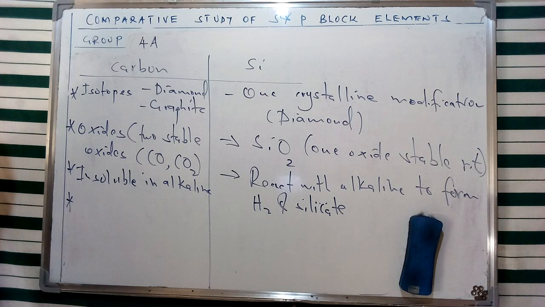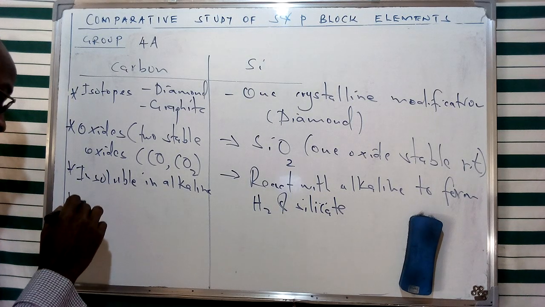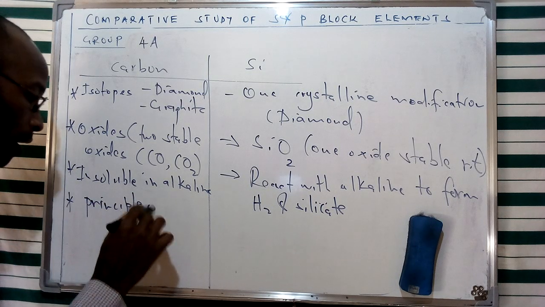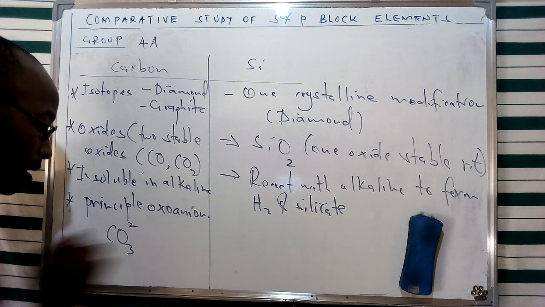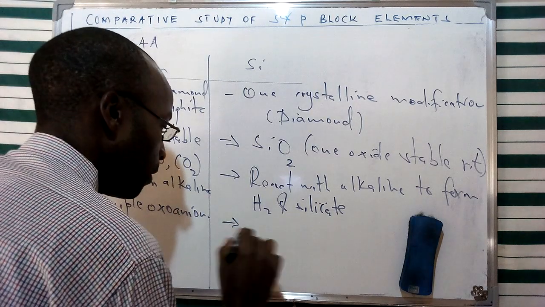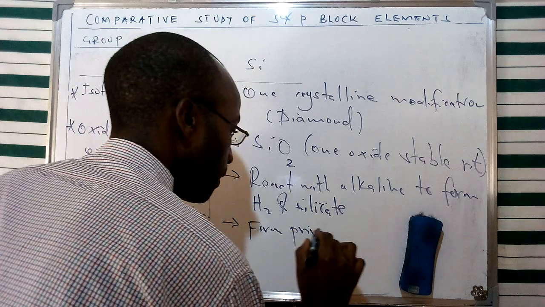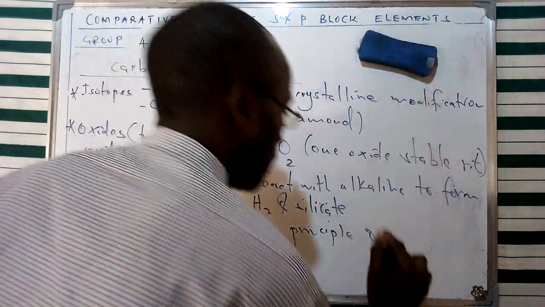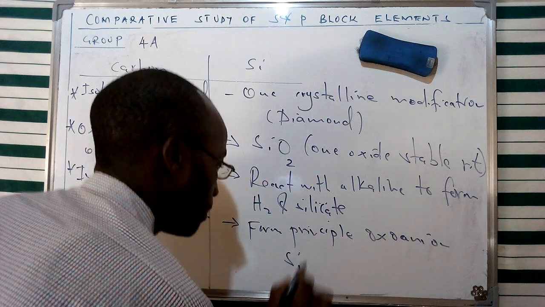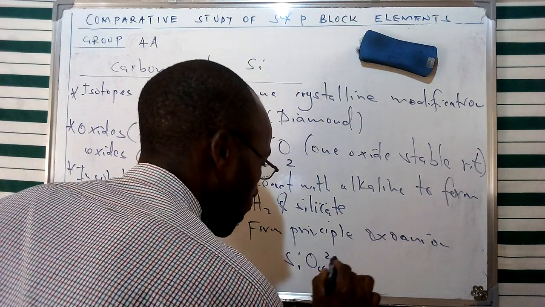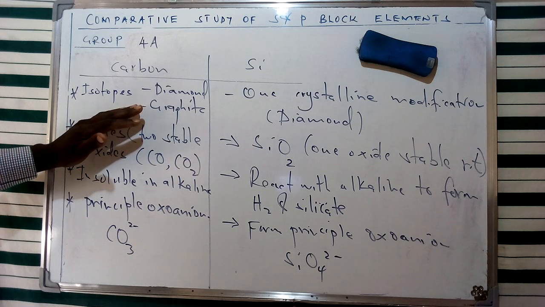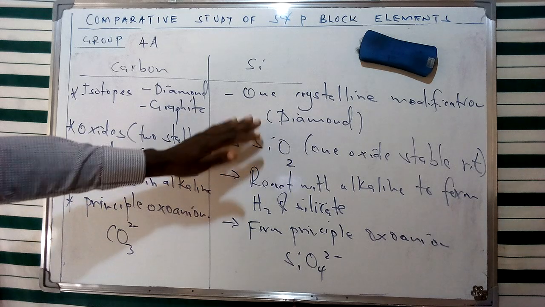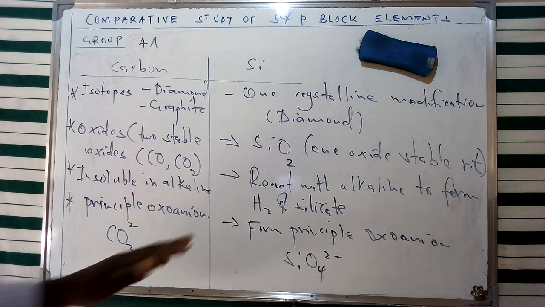This is going to form the principal oxo anion of the carbonate, given as CO3 with a 2 negative charge, and then we have the principal oxo anion from silicon, the silicon oxide, and this forms the difference between the formation of oxo anions of the two. Carbon is going to have catenation, which is a strong ability to form chains, while silicon is going to have less tendency for catenation.